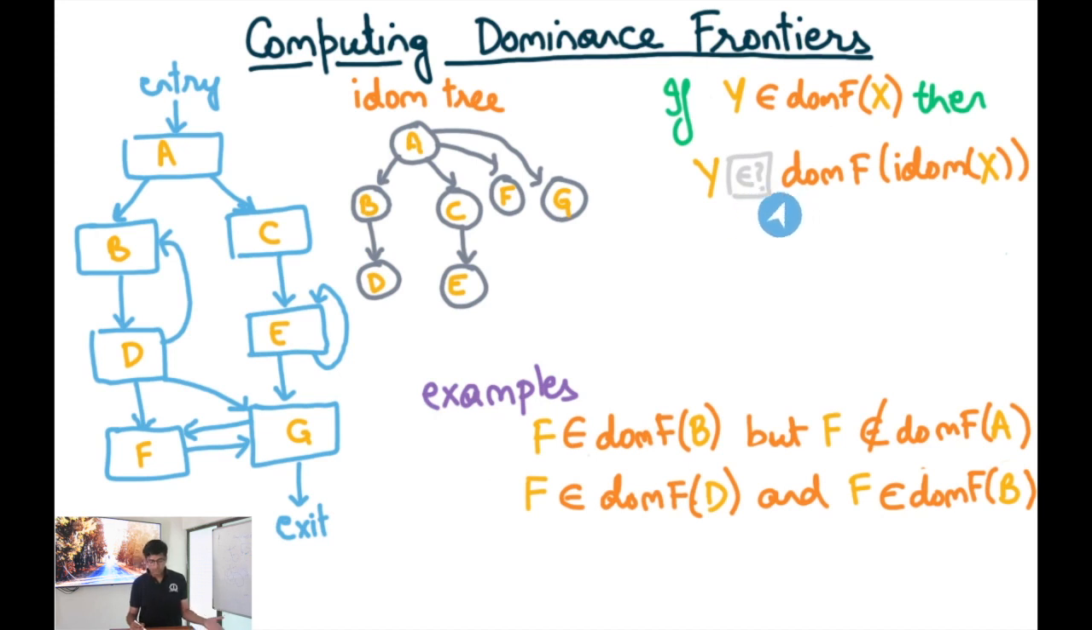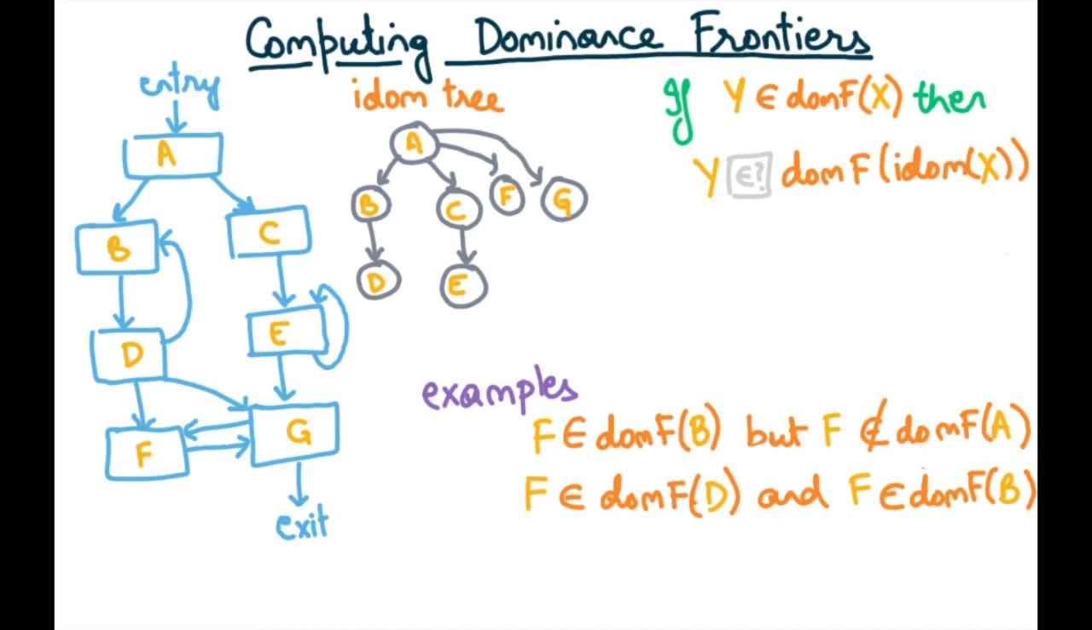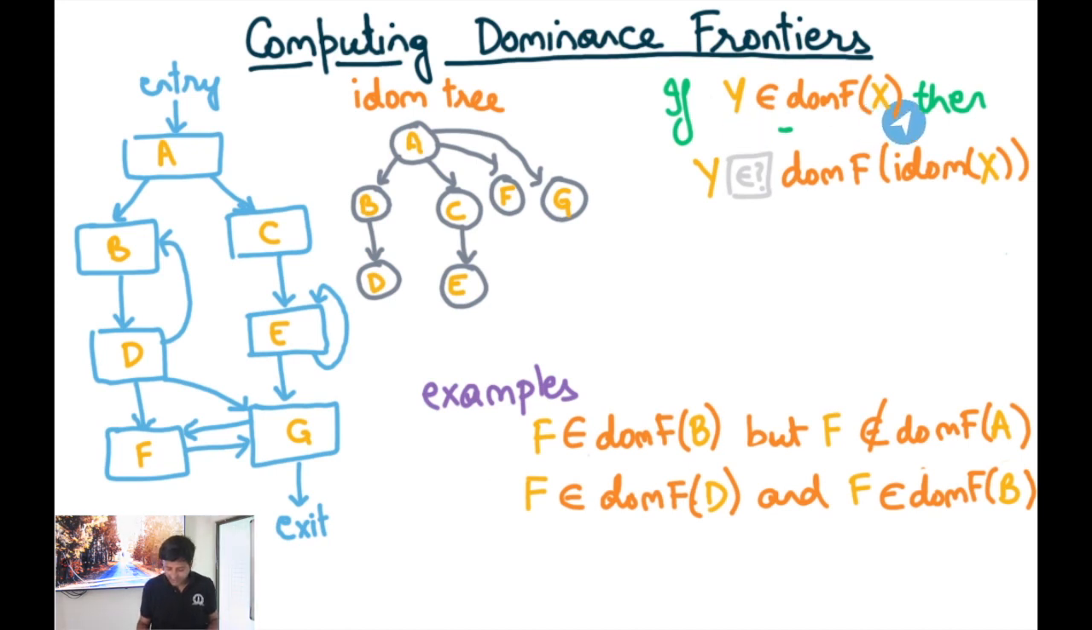It depends on the structure of the control flow graph and on the dominator tree to be able to say whether, if Y belongs to the dominance frontier of X, it still belongs to the dominance frontier of the parent or the immediate dominator of X. So for example, F belongs to the dominance frontier of B, but F does not belong to the dominance frontier of A. So here's one more thing that I want to bring out, which is that if Y belongs to the dominance frontier of X, then it's not necessary that Y also belongs to the dominance frontier of idom X. It may or may not.